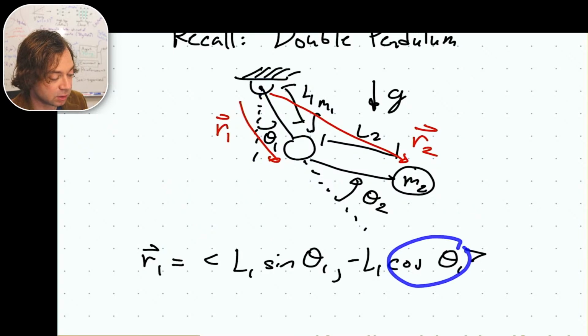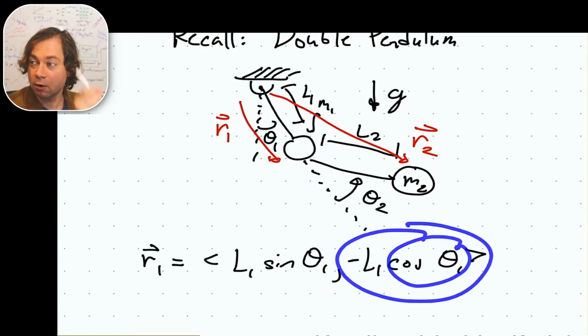When it's 0, cosine of 0 is 1. That means it's minus L in the positive direction.